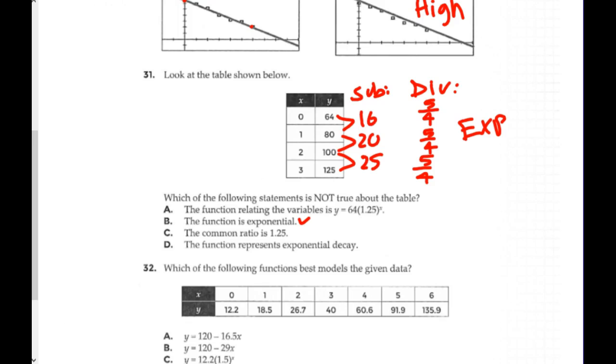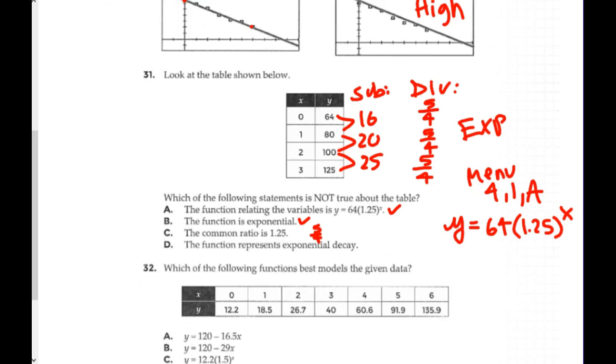That is correct. If I put this into my calculator and I hit menu 41A, then I would get y equals 64 times 1.25 to the power of x. So that's right. Common ratio that I'm multiplying each time is 5 over 4, and 5 over 4 equals 1.25. So yeah, that's good too. This says it's decay, but it's going up. Decay is wrong. Which one was not true? Decay. It is supposed to be growth.